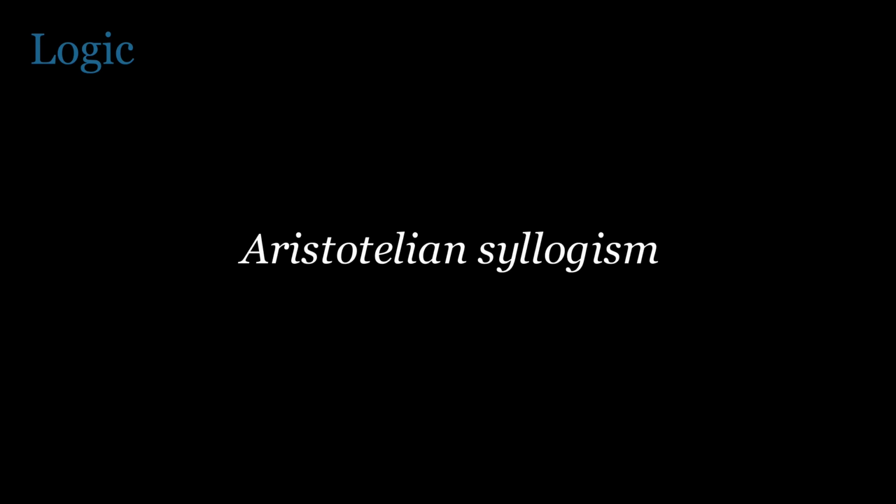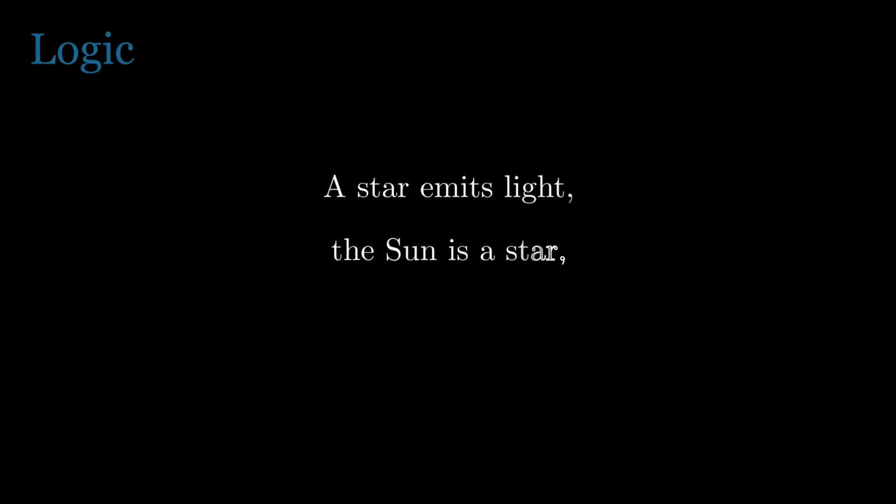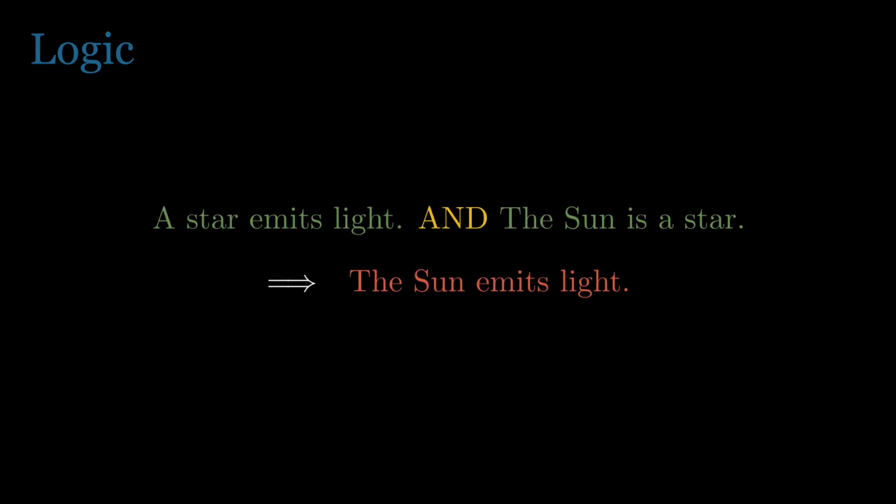Now, let's go a little bit further. We can consider the so-called Aristotelian syllogism, from the Greek syllogismos, literally concatenated reasoning. For example, a star emits light, the sun is a star, then the sun emits light. In this case, we have a first condition and a second condition. It means they must hold together in order to draw the conclusion. Just for completeness, in other cases it is possible we need one condition or another. This is the difference between the so-called and or, which are indicated with mathematical symbols.